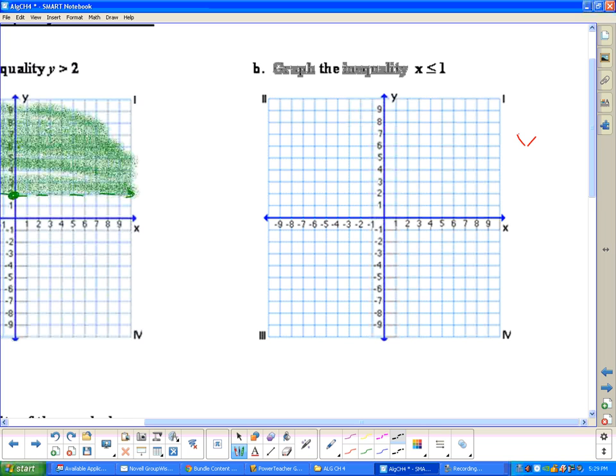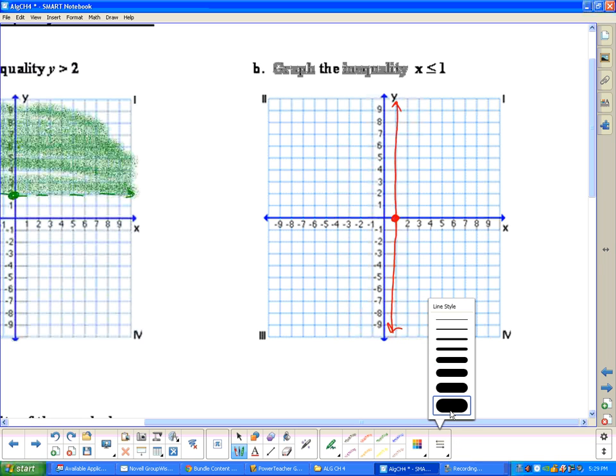Now, this one's the only one that's different because I can't shade above or below. I can only shade left or right. So in this case, whenever you have an x inequality, then just shade in the same direction that the arrow is pointing. So it's pointing to the left, so I'm going to shade to the left. So something straight down, and you're just shading all those things in there lightly with a pencil.